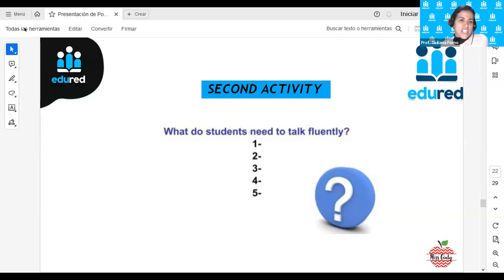Practice conversations and vocabulary, songs. Excellent. Thank you. Yes. Practice their English with things they like, music, games, and videos. Very good. Yes. All of these things are going to help our students to improve their intonation, to improve their pronunciation, so they're going to be more fluent in the language. Very good.